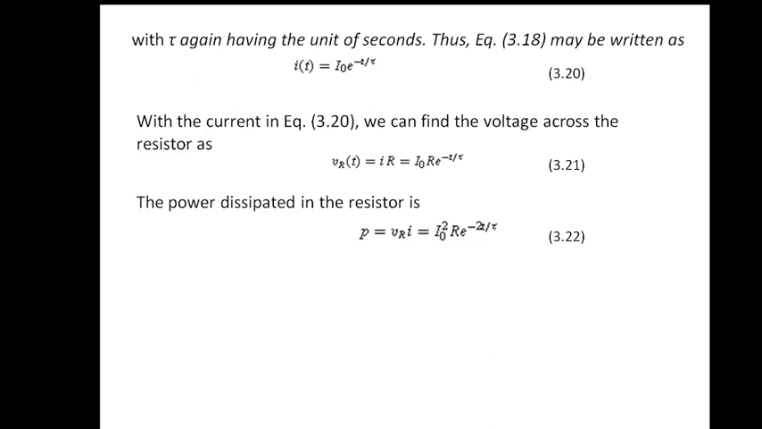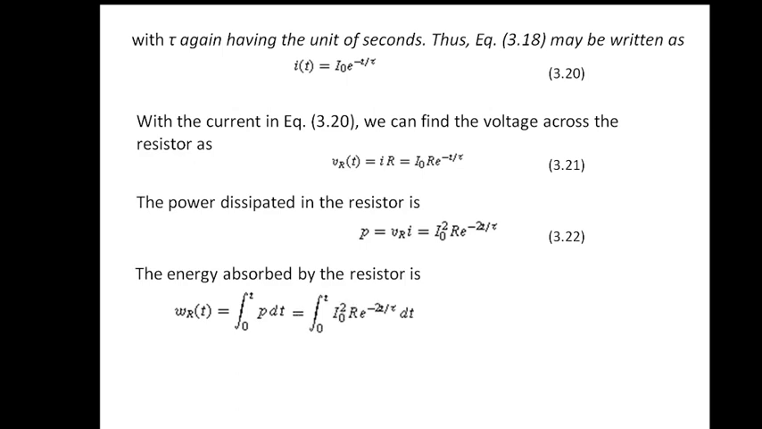What is the relation between power and energy? In the first chapter itself, we have discussed all these basics. Power is nothing but dW by dt. Therefore, W is nothing but the integral of power into dt. That expression only we are using here. The energy absorbed by the resistor, WR of t, equal to integral 0 to t of P into dt. Substitute the above expression: integral 0 to t of I naught square into R into e power minus 2t by tau into dt.